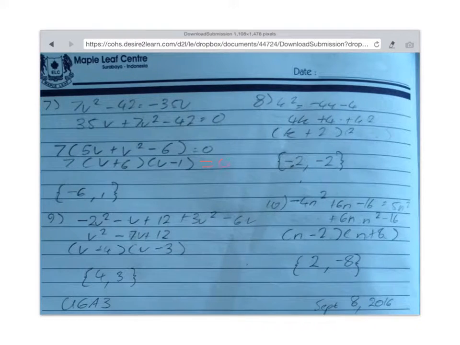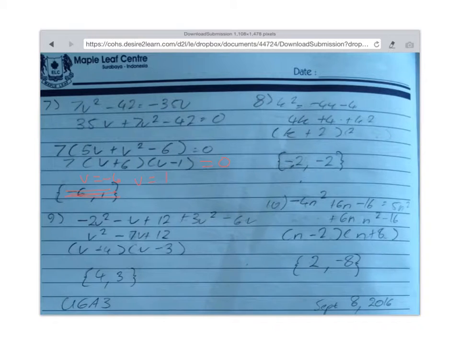You have to remember to put an equals 0 on each line of your solution. And so at the end here, you want to write v equals minus 6 and v equals 1. You don't want to use the set notation. That's not something that's appropriate for these types of questions, okay?